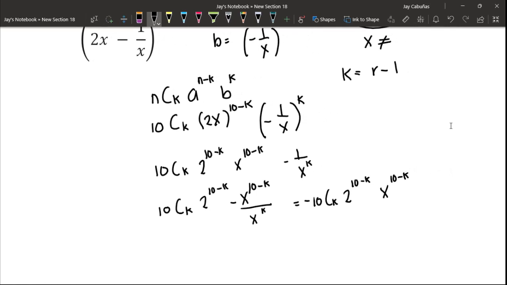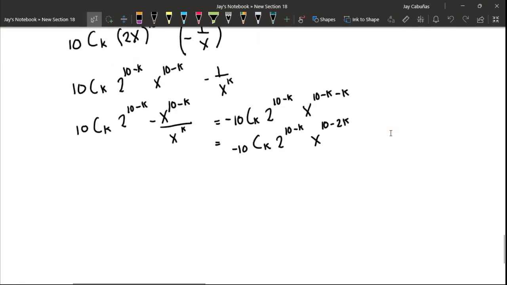Now take note, in order to divide x to the 10 minus k over x raised to the k, we get the difference of the two exponents. So we have minus k here. So we have negative 10Ck times 2 to the 10 minus k times x to the 10 minus 2k. Now take note, in order to get the constant in the r-th term of that binomial series, we need to ensure that x here is eliminated.